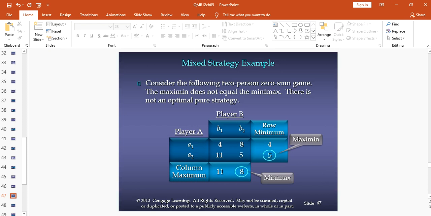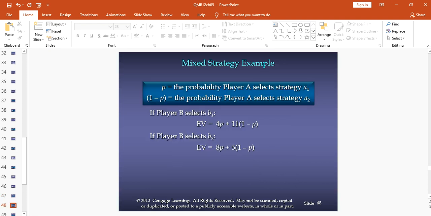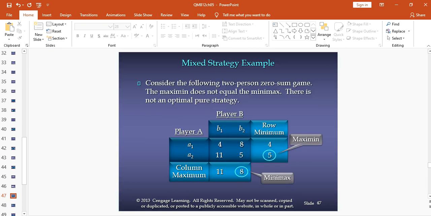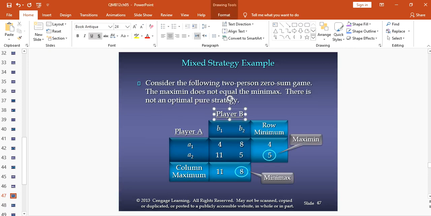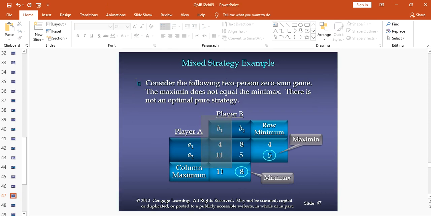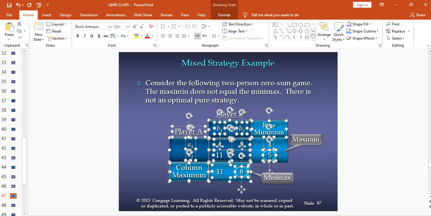So we cannot say that A2 is the best strategy for player 1, player A, or we cannot say that B2 is the best strategy for player B, because these two are not equal. So what's the solution? What's the best strategy? The best strategy is mixed strategy. So we find the probability of occurrence of each of this. The one with the higher payoff will be the best strategy for each. Okay, now let me have this, if I can in a Word file.